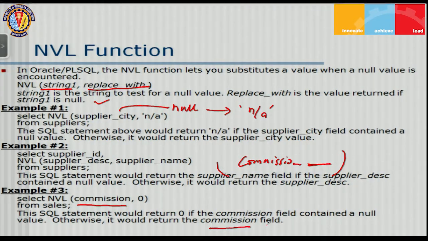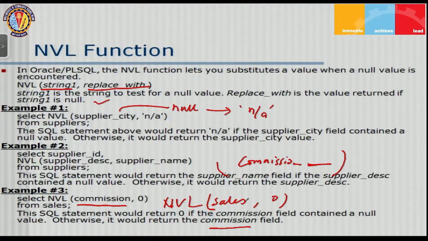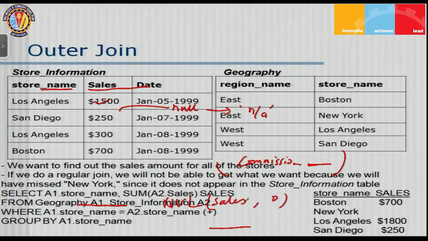So in the previous store example, I would use NVL of sales and 0. So if sales is found to be null, it will be replaced by 0. And once I do that, I get an appropriate report. So here I would get, in that case, a value of $0. That looks better than this, without anything against the sales.